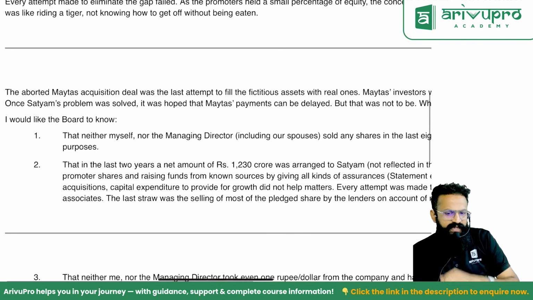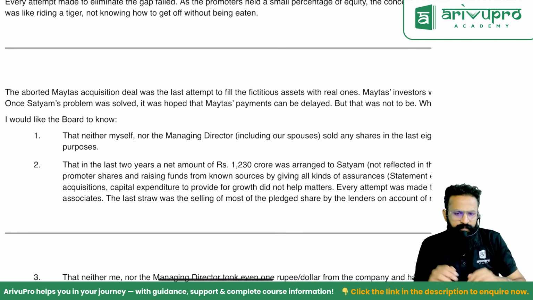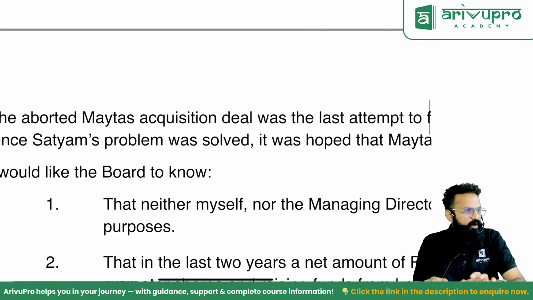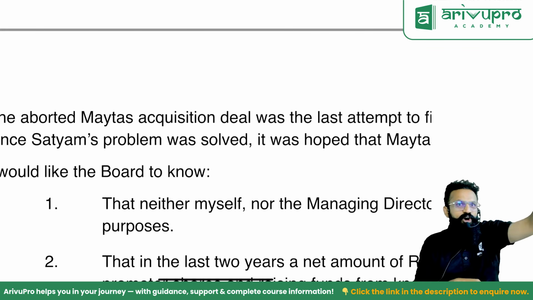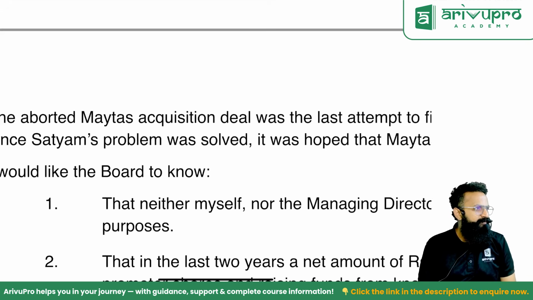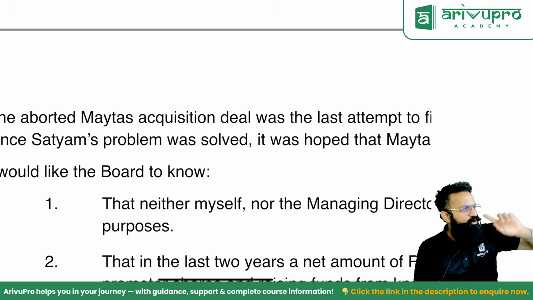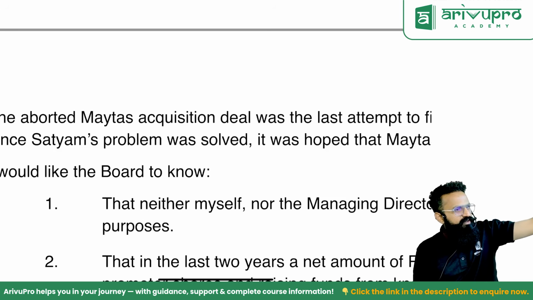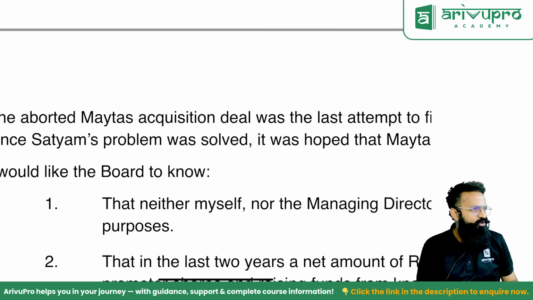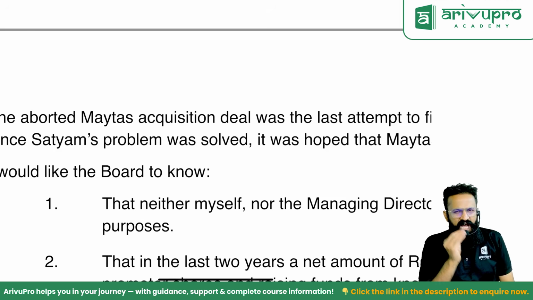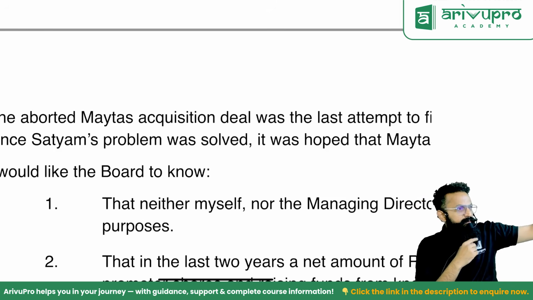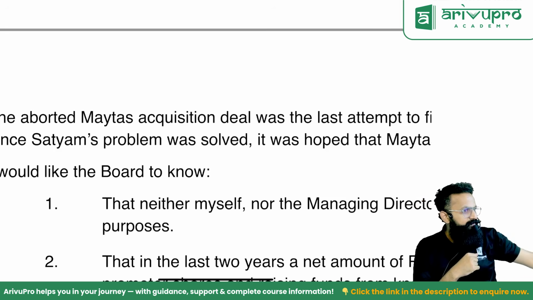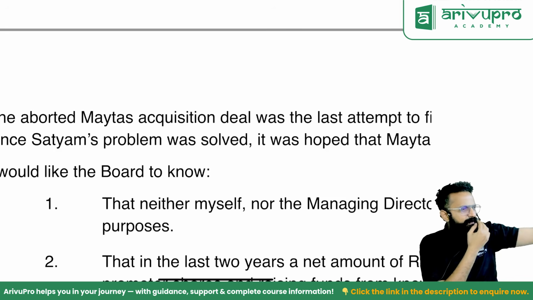See, the aborted Maytas acquisition deal. Maytas, you know what it is? So what did he do? He opened one real estate company which purchased all these plots. The thing was, if the real estate goes up, that company will give back the money to Satyam, and everything is done. But real estate fell. The last thing he tried was that Satyam would acquire this real estate company called Maytas under Satyam companies. That will become a subsidiary.